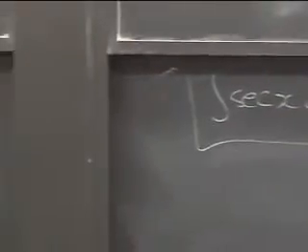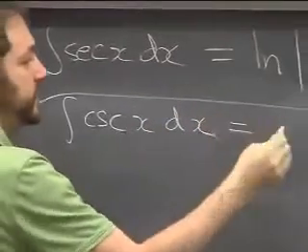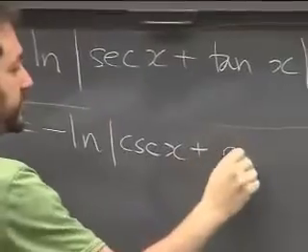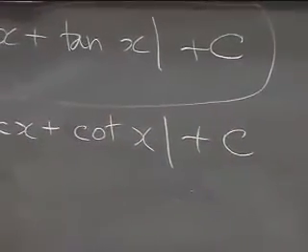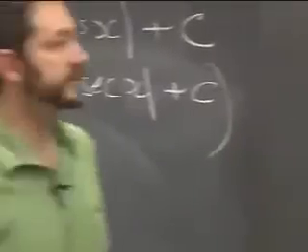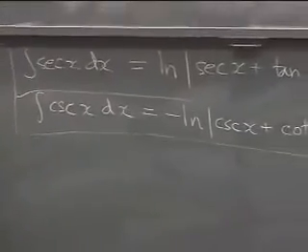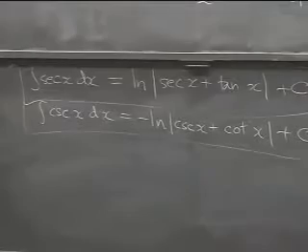And of course, the integral of cosecant is minus the log of cosecant x plus cotangent x. You just co-ize everything. If you don't believe it, differentiate this and you'll see it. It's quite nice, but it works. All right, so yes, what else?